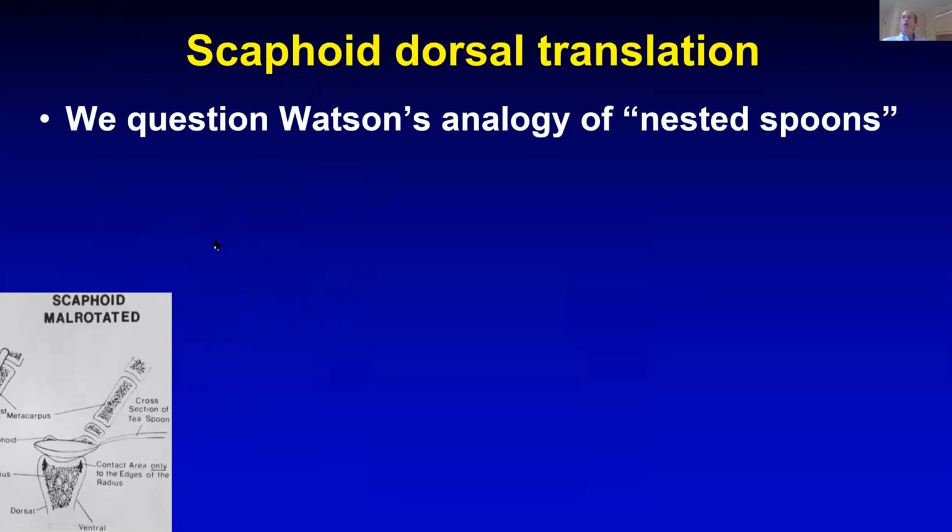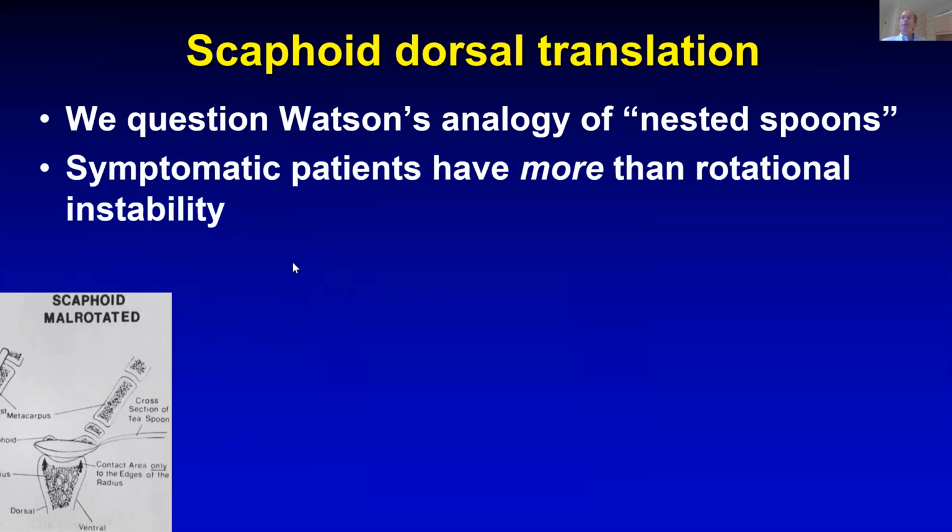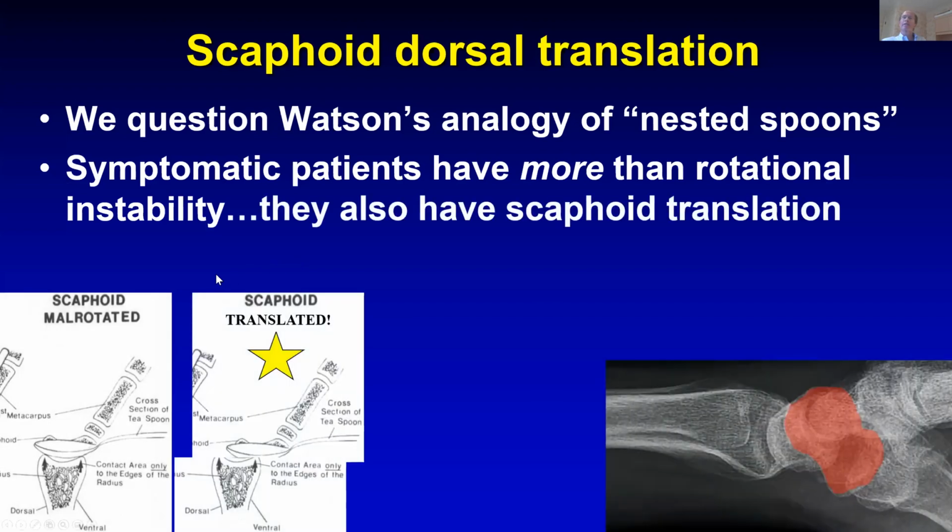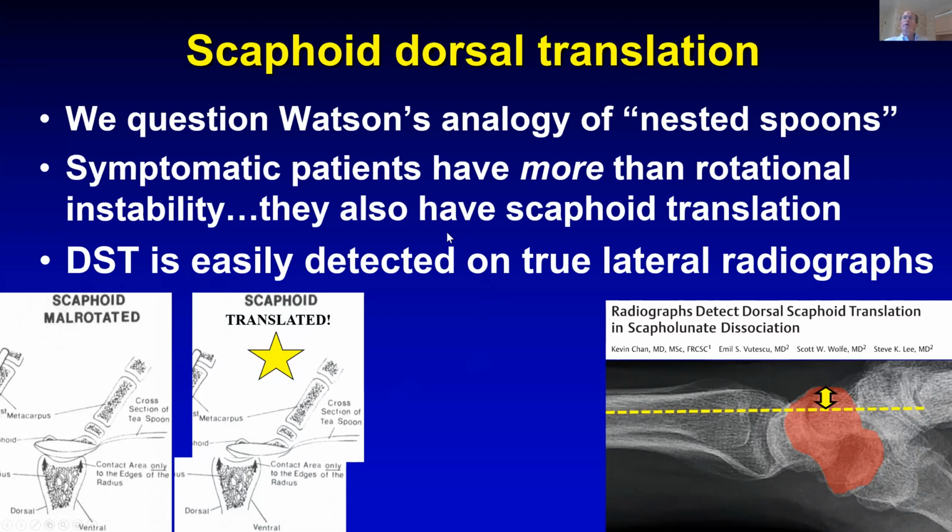We thus question Watson's nested spoon analogy and propose instead that symptomatic patients have more than rotational instability of the scaphoid, but also scaphoid translational instability. Dorsal scaphoid translation is easily detected on true lateral radiographs in relationship to a line through the dorsal rim of the scaphoid facet.